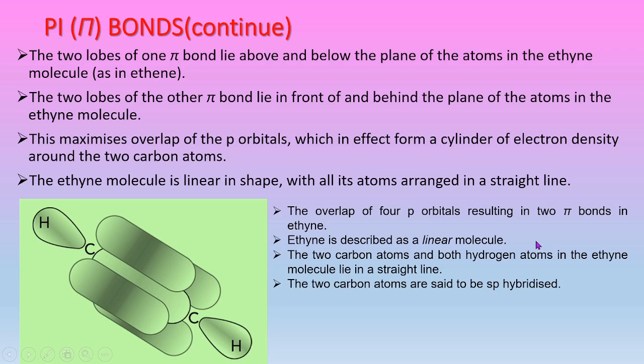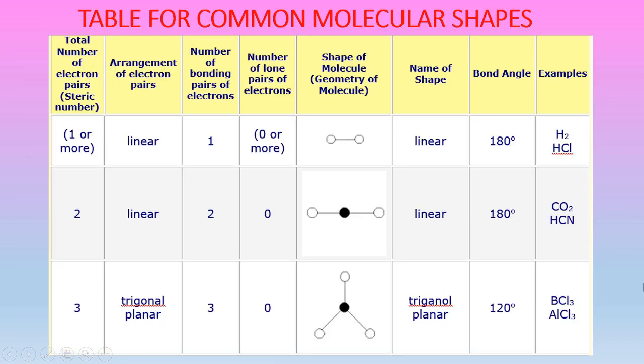Ethyne is described as a linear molecule. The two carbon atoms and both hydrogen atoms in the ethyne molecule lie in a line. The two carbon atoms are said to be sp hybridized.